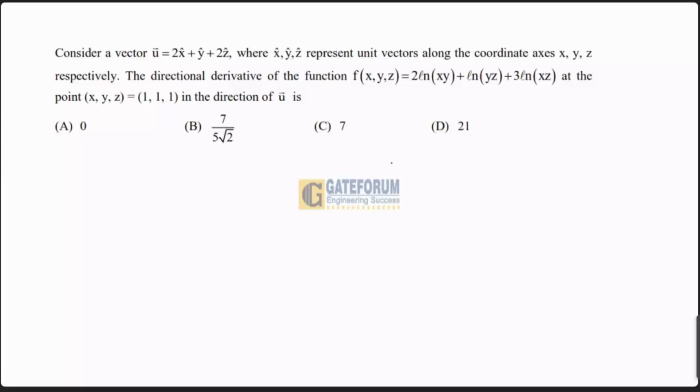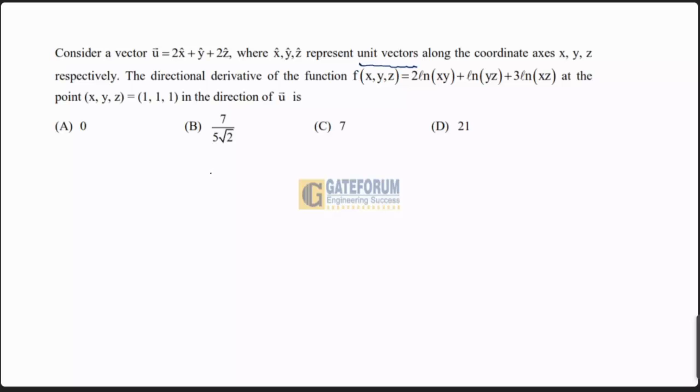The question is, consider a vector u bar equal to 2x cap plus y cap plus 2z cap, where x cap, y cap, z cap represent unit vectors along the coordinate axes x, y, z respectively. The directional derivative of the function f of x, y, z equal to 2 log xy plus log yz plus 3 log xz at the point x, y, z equal to 1, 1, 1 in the direction of u bar is.